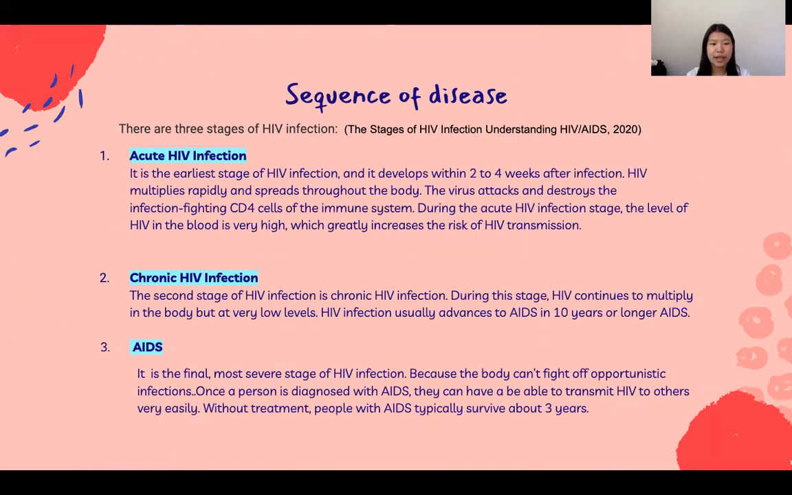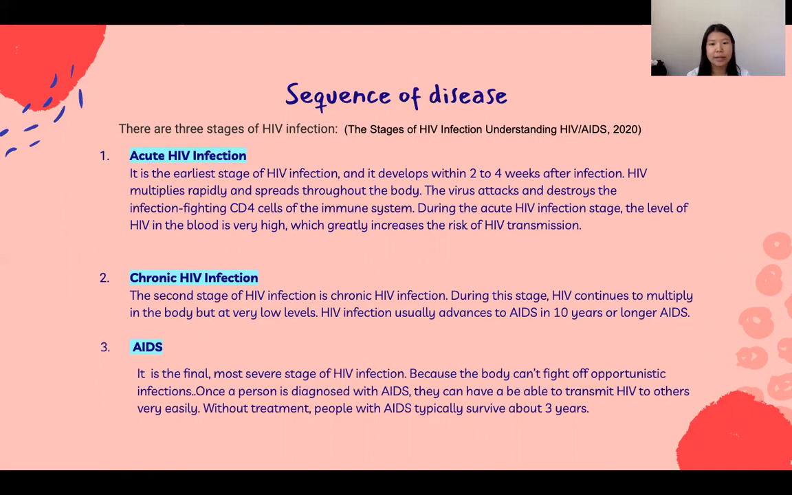Sequence of disease: acute HIV infection. This is the earliest stage of HIV. It develops within 2 to 4 weeks. In this stage, HIV multiplies itself really fast and can spread throughout the body. The virus will attack and destroy the CD4 cells of your immune system. During this stage, the level of HIV in the blood is really high, and it increases the risk of HIV transmission.